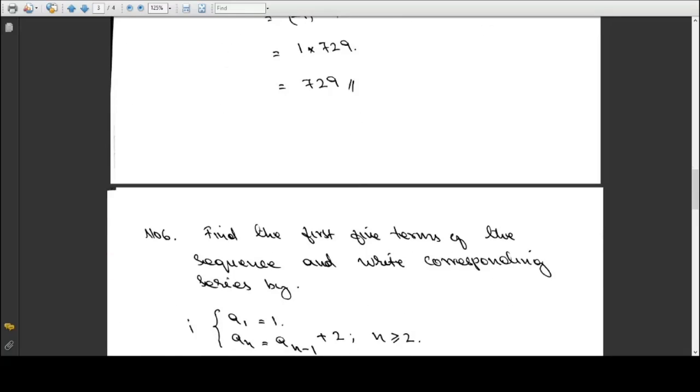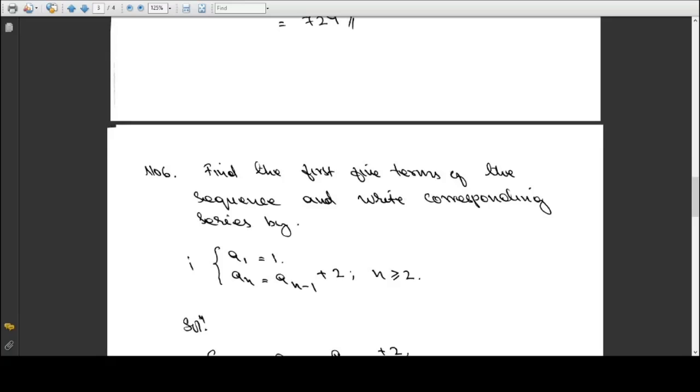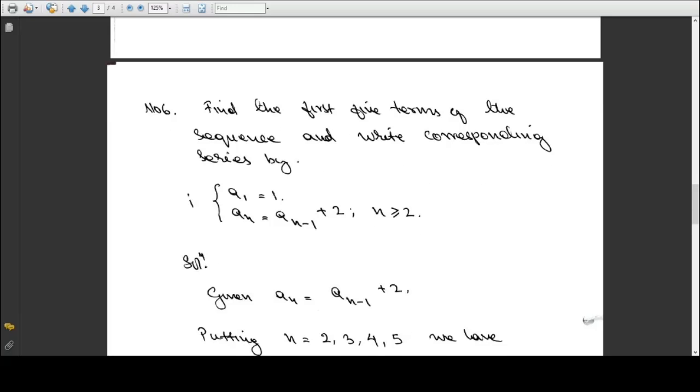The next one is number 6. Find the first 5 terms of the sequence and write their corresponding series, given the first term is 1 and the nth term is a(n-1) plus 2, where n is greater than or equal to 2. Okay, now the nth term of the sequence is given by a_n equals a_(n-1) plus 2. The first term being 1, therefore we'll start putting n equal to 2, 3, 4, 5 like that.